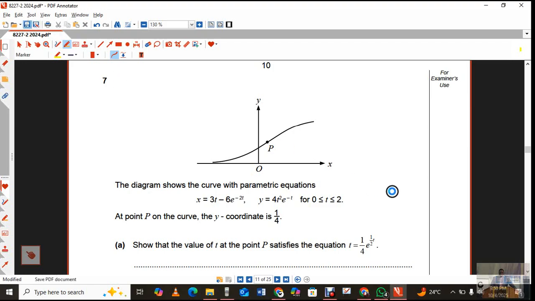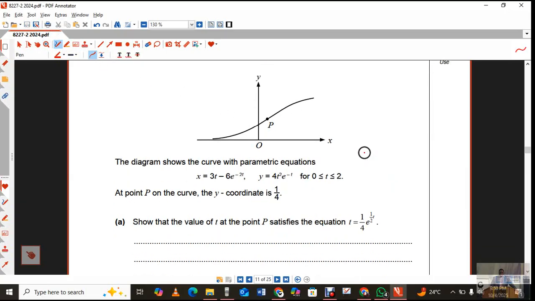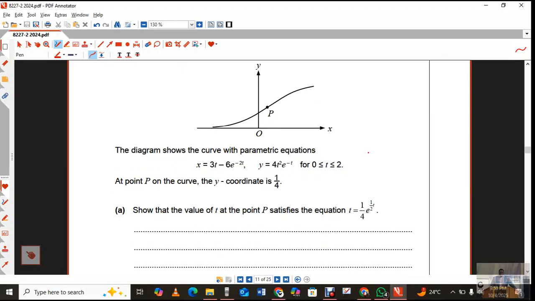Now, this paper has got, I believe, 9 questions. We'll see. We are getting close to the end. Right, the diagram shows the curve with parametric equations. As you can see, x is equal to 3t minus 6e to the negative 2t. This was last year's question paper. And then y equals 4t squared e to the negative t for the values of t between 0 and 2. At point P on the curve, the y coordinate is 1 over 4.